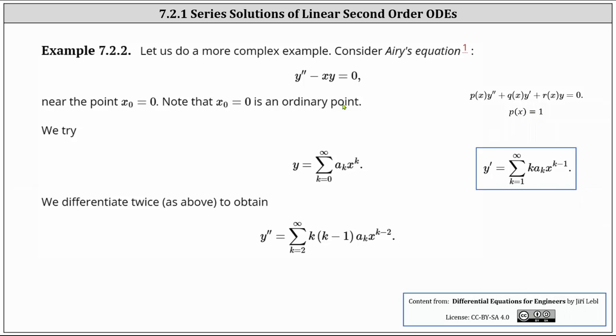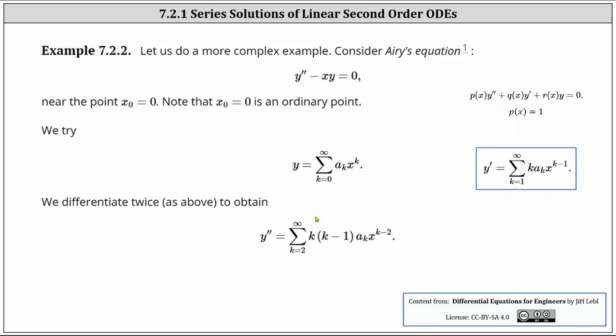Recall if p of 0 was equal to 0, we would have a singular point. But because we have an ordinary point, we try y equals a sum from k equals 0 to infinity of a sub k times x to the power of k. And now we need to work on determining y double prime. On the right, I've shown y prime, where y prime is equal to the sum from k equals 1 to infinity of k times a sub k times x to the power of k minus 1. Notice we simply applied the power rule differentiation, but also notice how the lower limit of the sum is now k equals 1. This is because the first term in y is a constant and the derivative is 0.